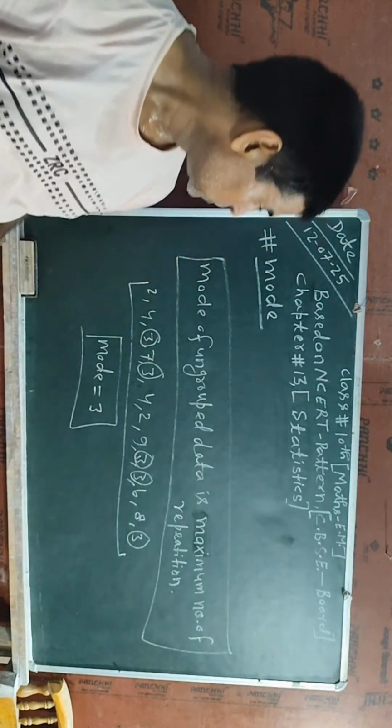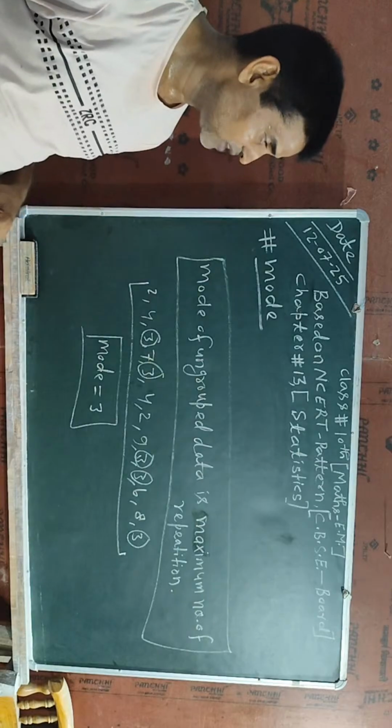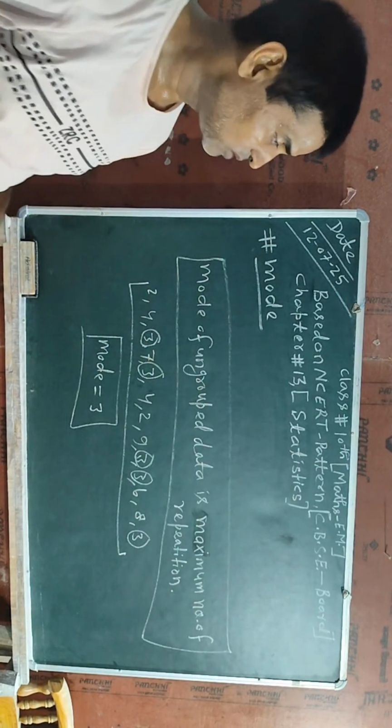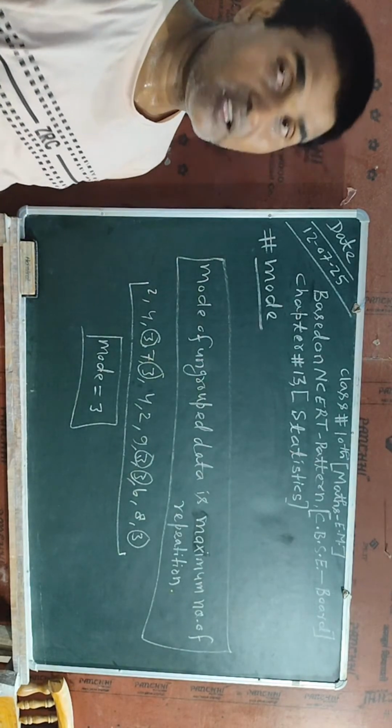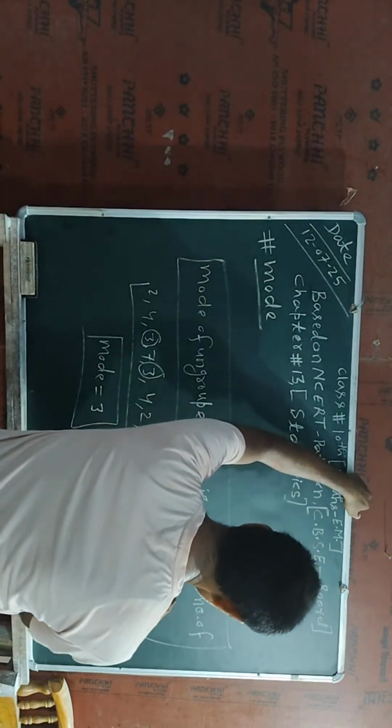Okay students, so now you know the concept of mod of ungrouped data, which is equal to the maximum number of repetitions in the sequence. Here I am going to write: in the sequence.